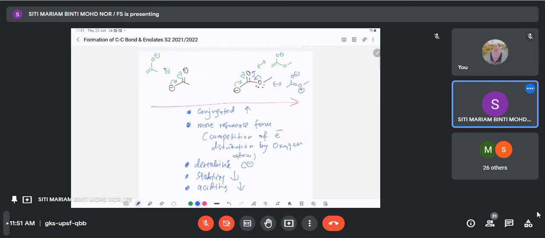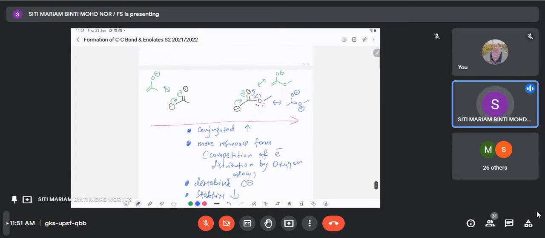So that's the resonance effect. Don't be confused, even though the structure on the right has more resonance forms. Normally, more resonance forms means more stable, right? For this one, no, because you have competition.